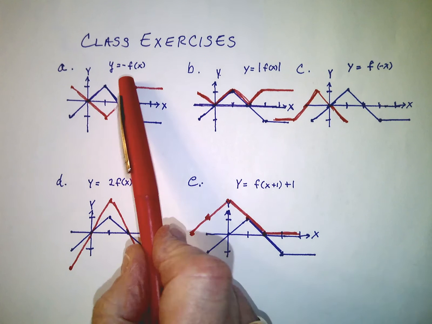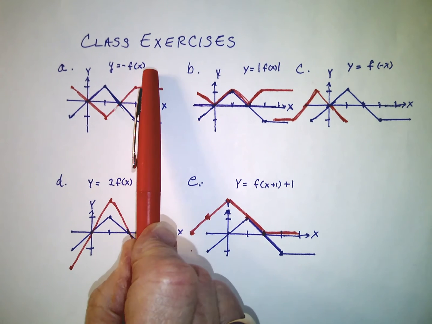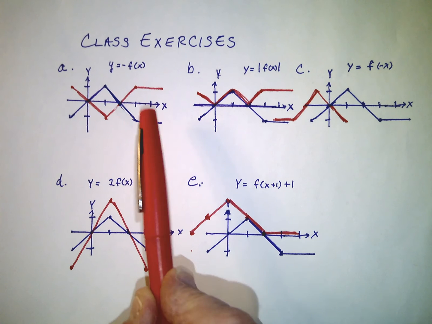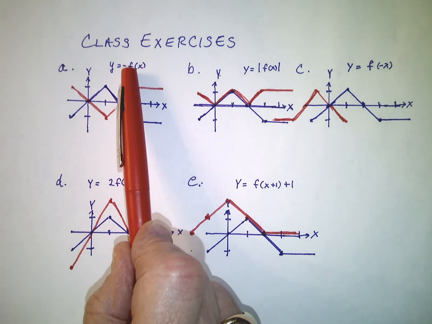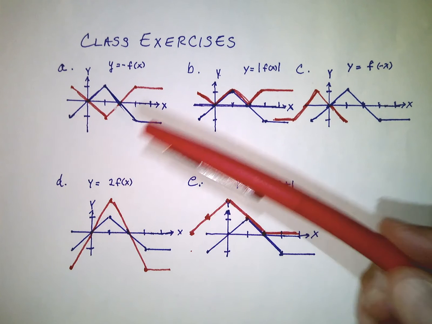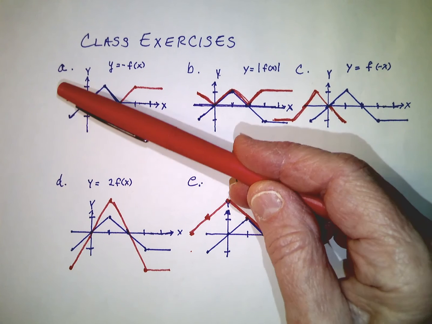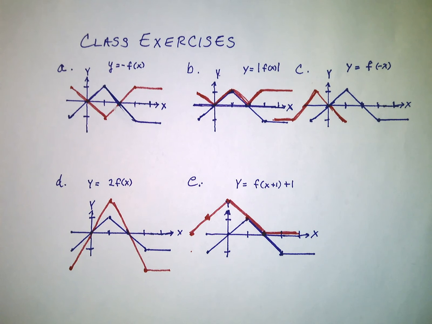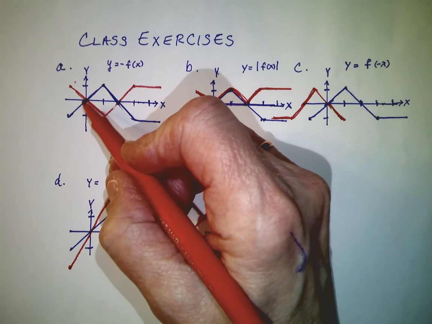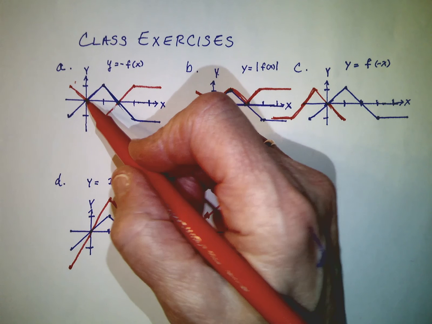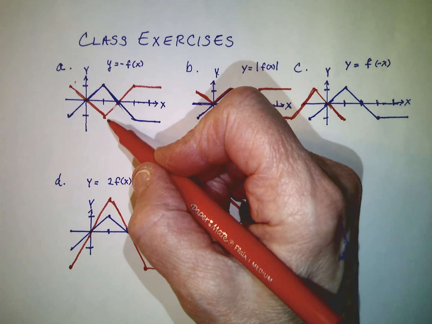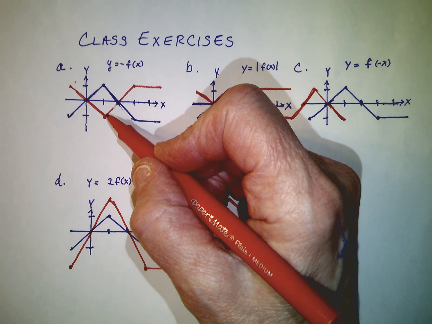So for the first one, it says take the opposite of the original function. Now that's the outside, that's the opposite on the y's. So we're going to reflect the y's. If it was a negative y value, we're going to reflect it over the x-axis, make it a positive y value. When y is 0, the opposite stays 0. When y is positive 1, it reflects across and becomes a negative 1.